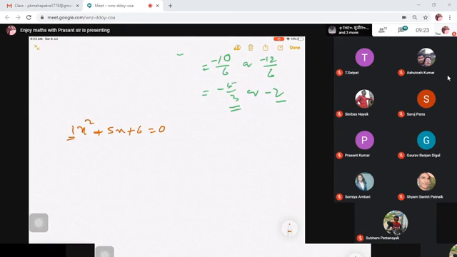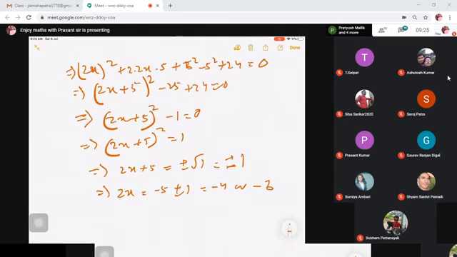So 2x equal to minus 5 plus or minus 1, that is minus 5 plus 1 is minus 4, or minus 5 minus 1 is minus 6. So x equal to minus 4 by 2 or minus 6 by 2, that is minus 2 or minus 3. You may remember we got the same answer when we had done it by the factorization method. Hope you have understood. All of you understood how to do this? Yes, sir.